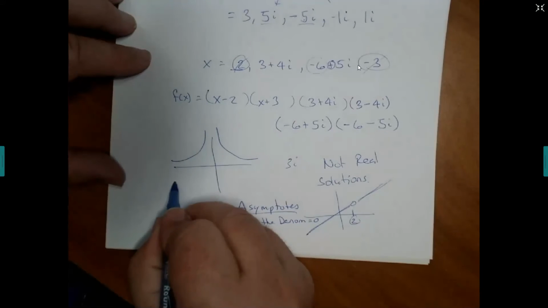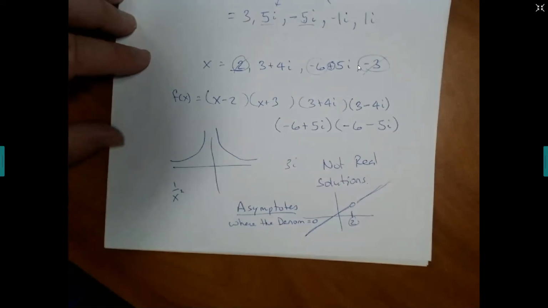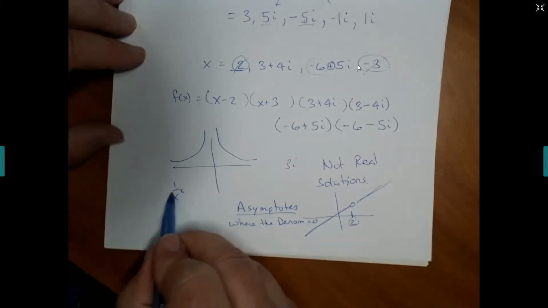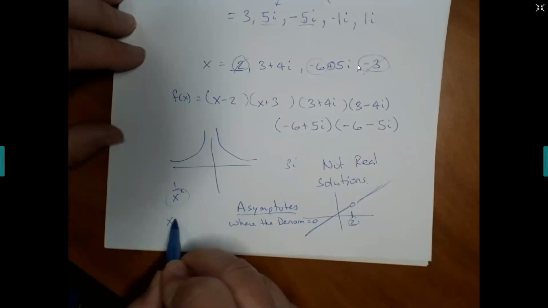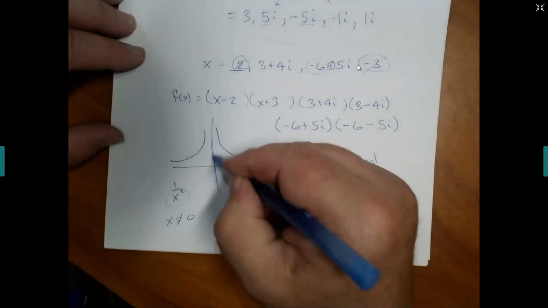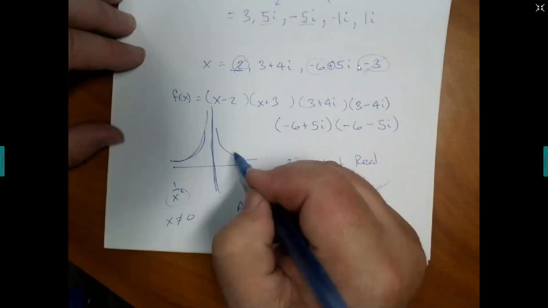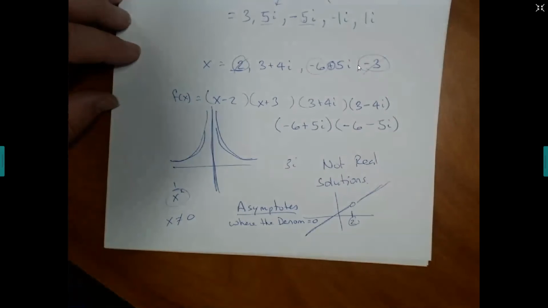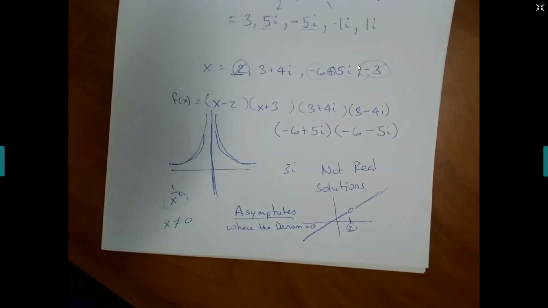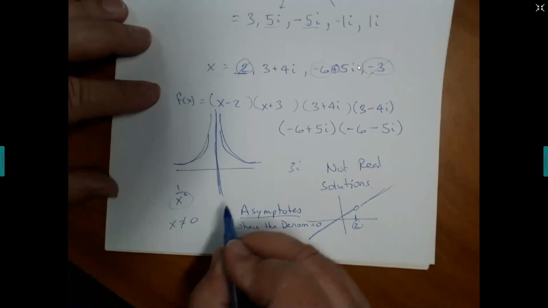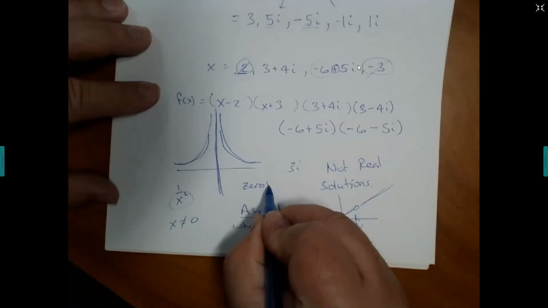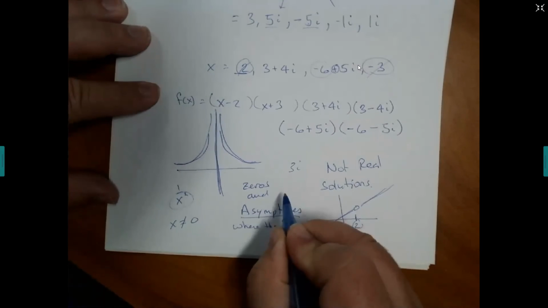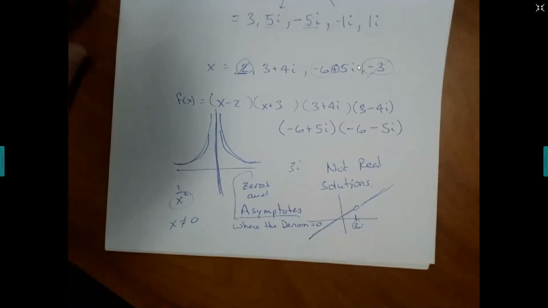This graph is 1 over x squared. You cannot have a 0 on the bottom. So since x cannot equal 0, that's an asymptote. The graph will get very, very close to it, but won't touch it. And that's what we have to identify, zeros and asymptotes, when we deal with fractions with polynomials.